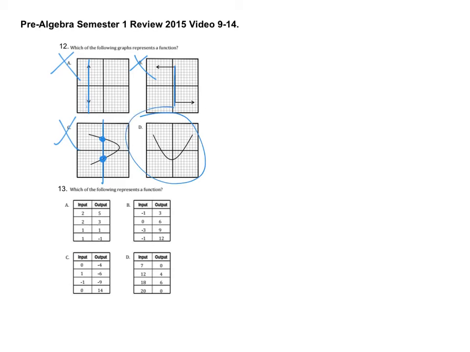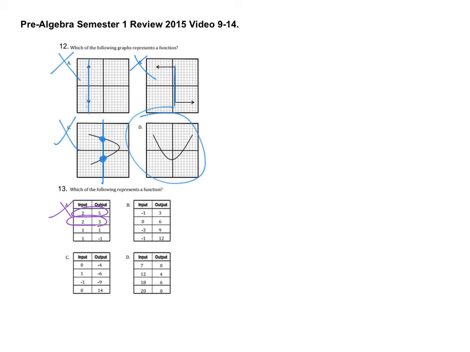Now, what about 13, where it's a table? It says, which of the following represents a function? Remember, these are x values and y values. So we need each x value to only have one y value. Well, look at A. 2 is paired with 5. 2 is paired with 3. Right? Fails. 1 also fails, but we only need one failure for it to be a failure.